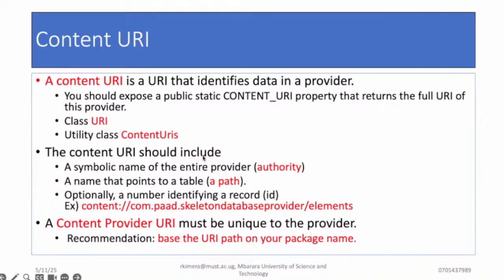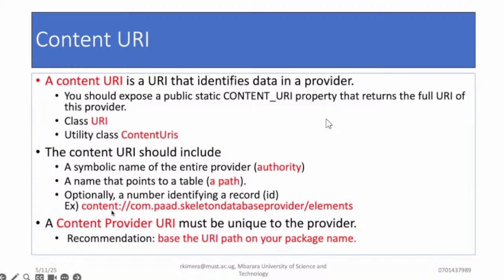So this should include the structure of the URI. One, it has the name, and that name is usually for the whole content provider, or call it the authority. Then it has a path, and then a number, which is usually an ID. So an example is here.